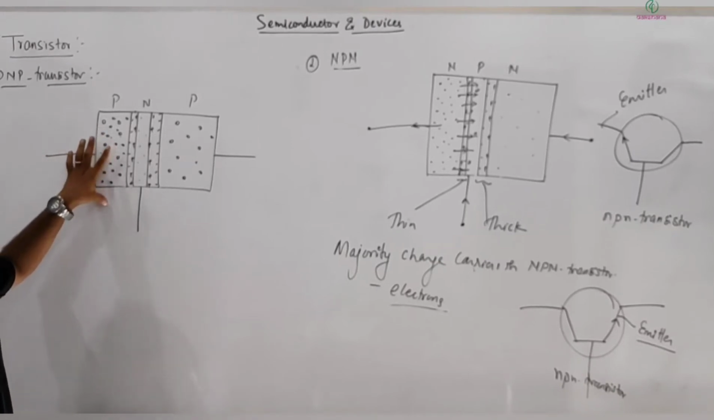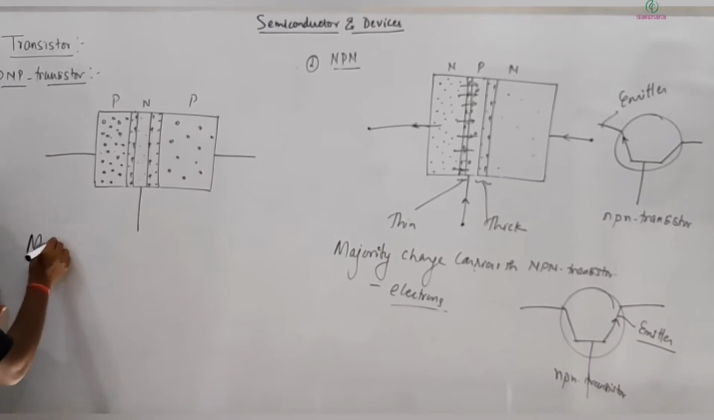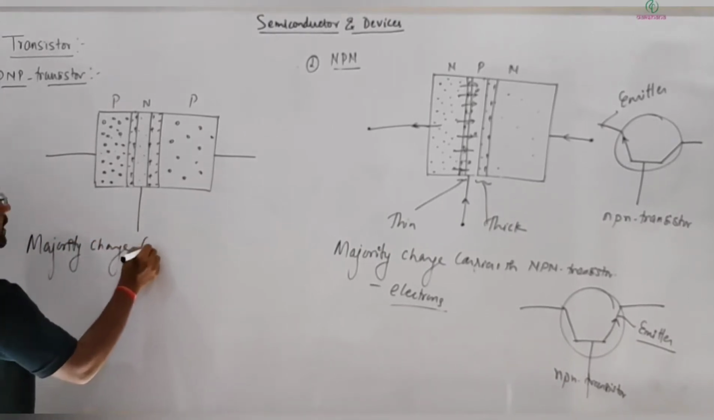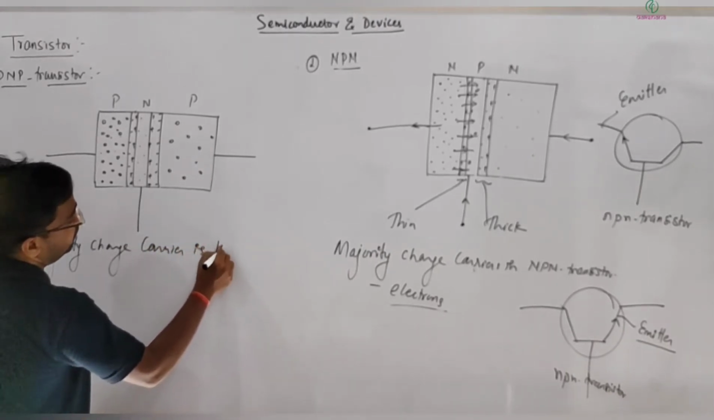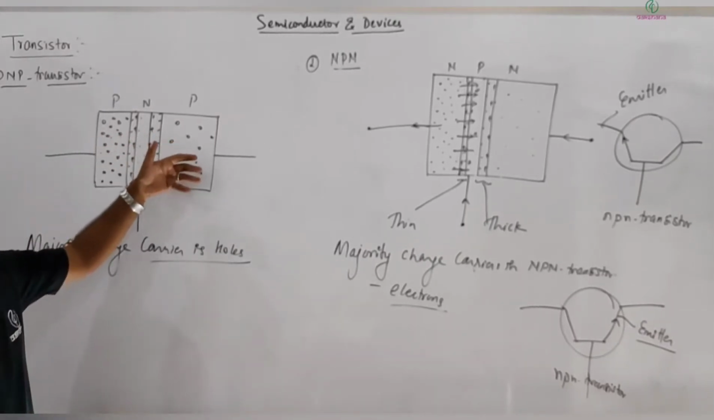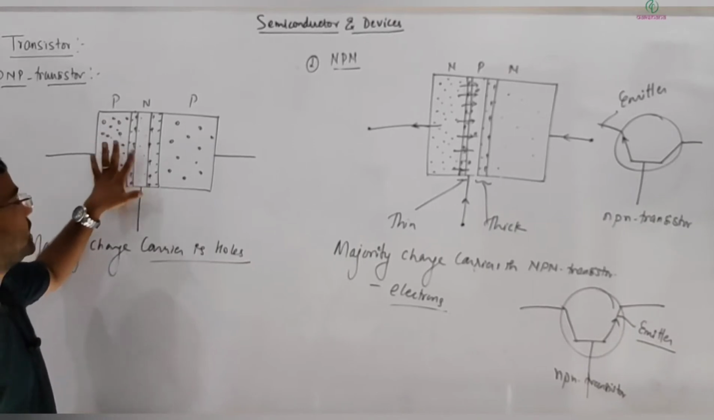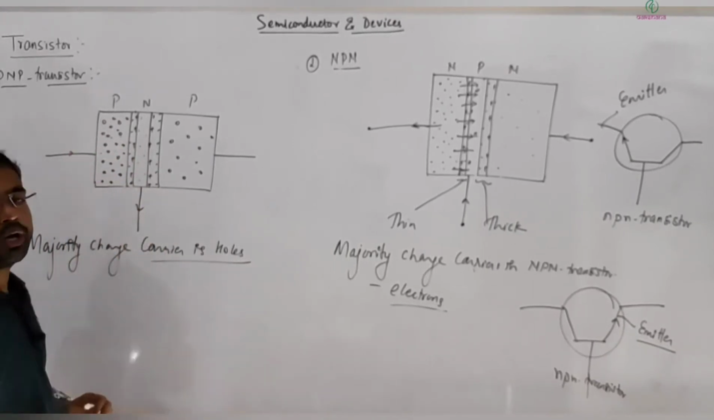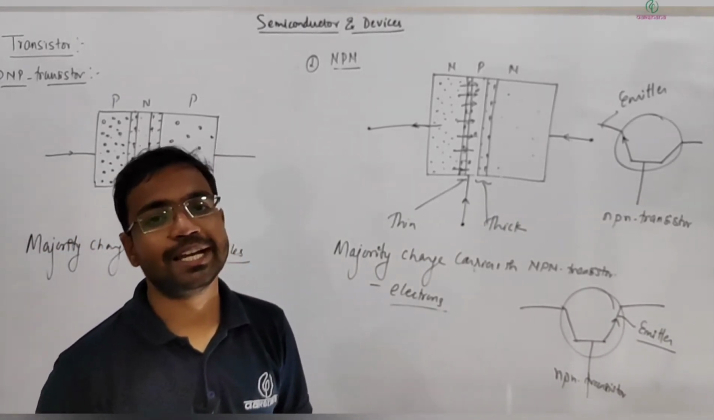The majority charge carrier in this situation is holes. Okay, so now holes will flow to this side, and some of the holes will combine with electrons here in the base, and they will be transferred here. So you can say in the direction of movement or motion of holes, we can consider the direction of current.